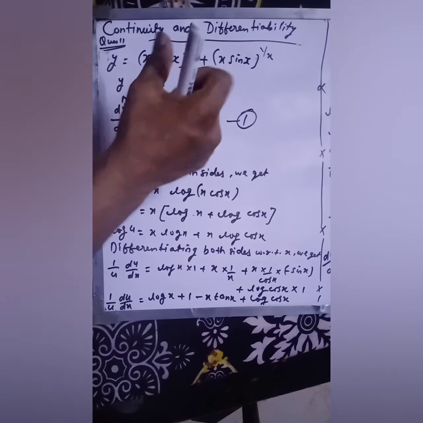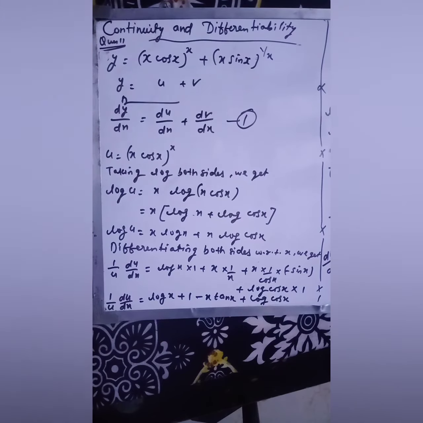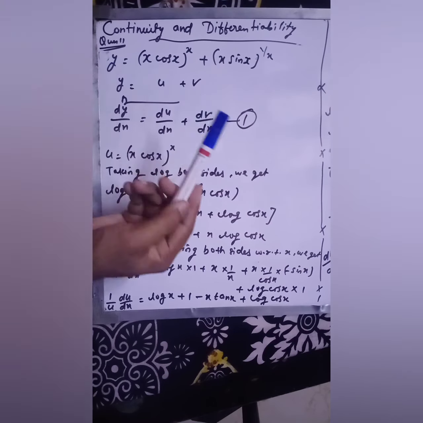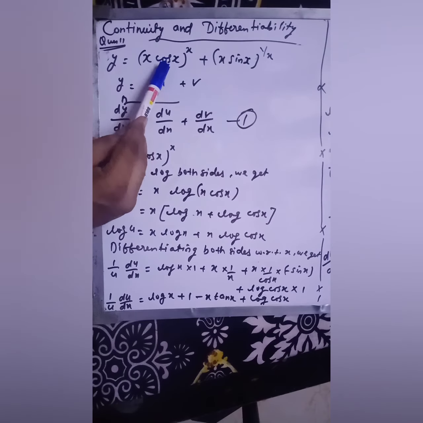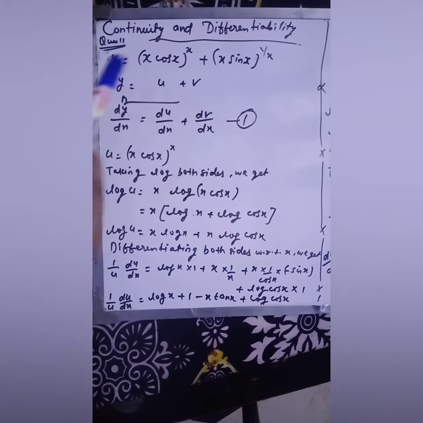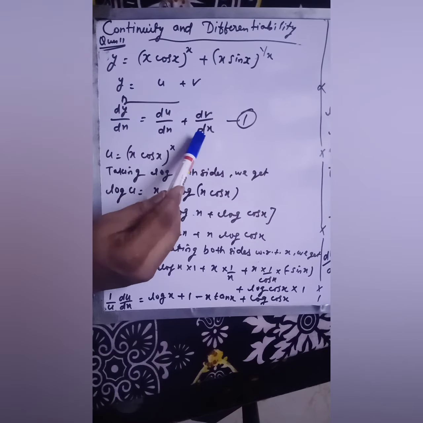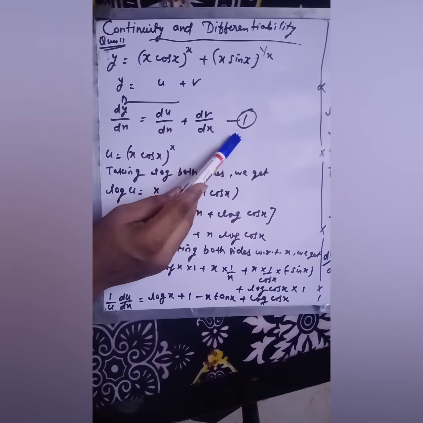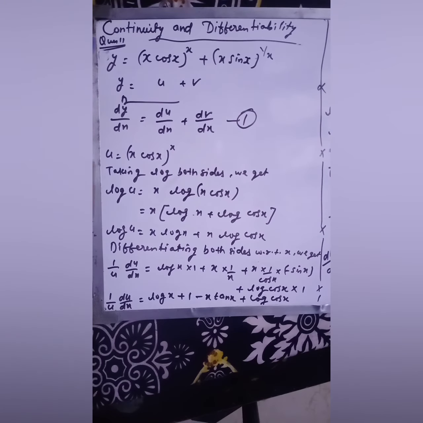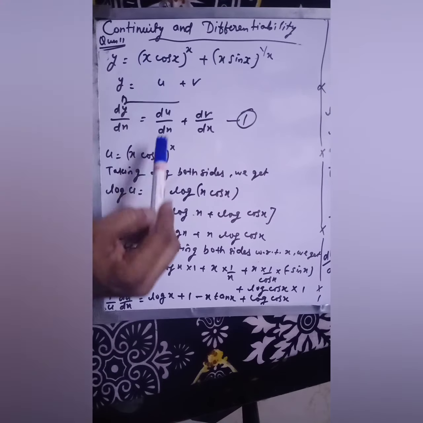See, this is given to us. Okay, so we are assuming that this is equal to y. Again, same funda you have to apply here. This is your u and this is your v. So y equals u plus v. Fine. So here I'm differentiating this. So you will get this equation, that is your equation number 1. So here your u is equal to this one.